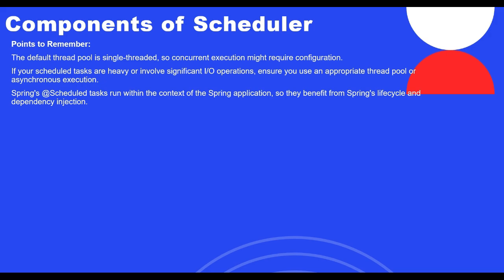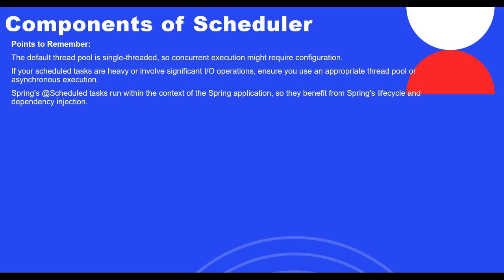Secondly, if you are scheduling a task which has heavy involvement, or let's say some IO operations, ensure you are using your thread pools optimally and that it is an asynchronous execution, right? So it will not create problems for your application. And @Scheduled, which is used in the context of this particular Spring Boot application, gives you the benefit of making use of the Spring lifecycle and dependency injection, right? So these are the points to be remembered.